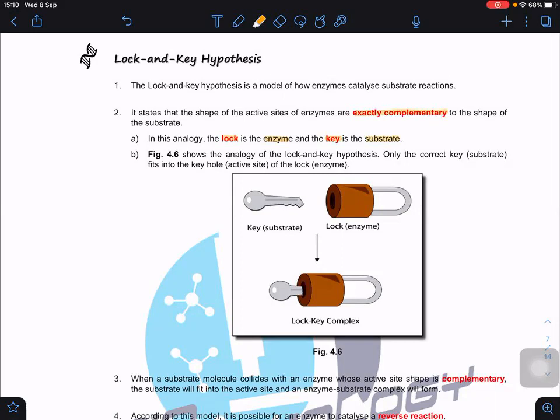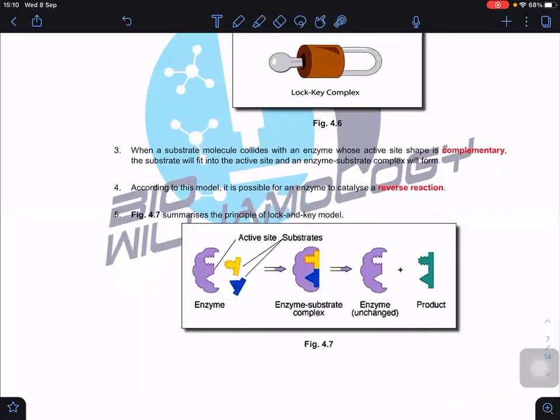So what is the active site? The keyhole represents the active site. So only the correct key, the substrate, fits into the correct hole of the lock. So the substrate has to bind to the active site. The shape of the substrate must be complementary to the shape of the active site of the enzyme. Are you clear? Okay. So in this model, when a substrate molecule collides with an enzyme whose active site shape is complementary, the substrate will fit into the active site and an enzyme substrate complex can be formed.